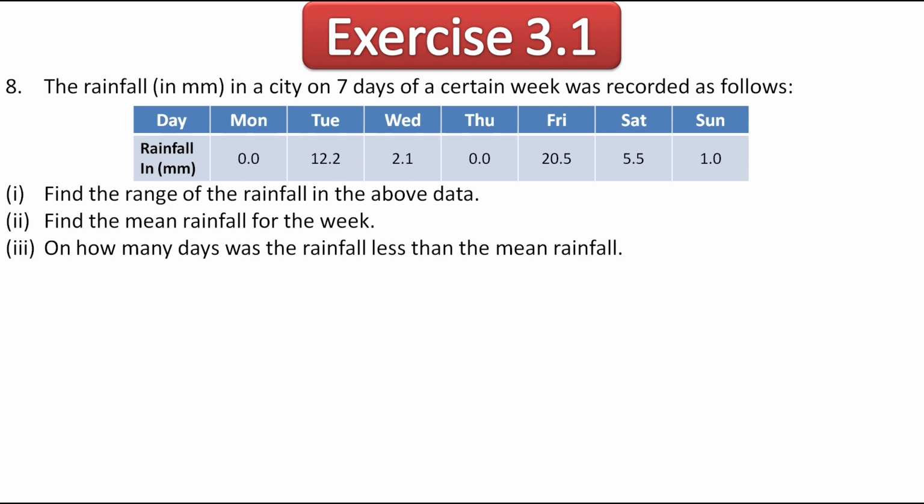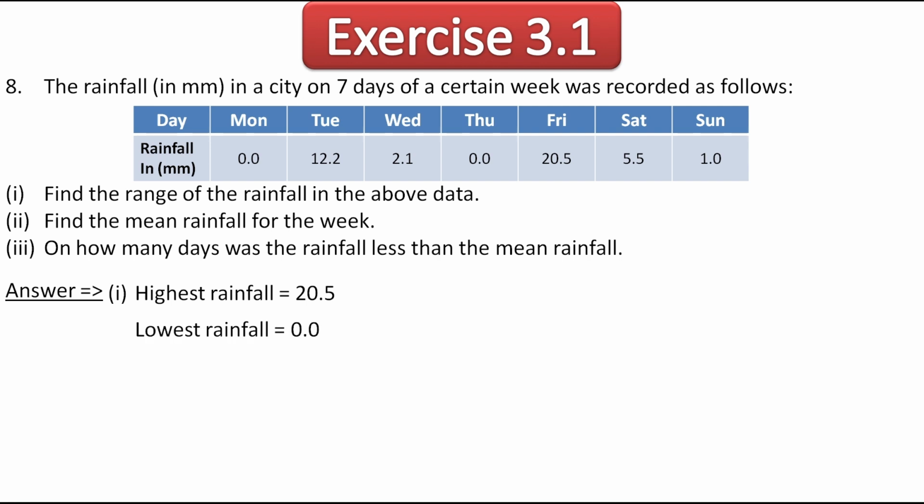The rainfall in millimeters in a city on 7 days of a certain week was recorded as follows. Okay, this is the record for 7 days. They have told us to find the range of the rainfall in the above data. As you all know, range is the subtraction of the highest and the lowest one. So here we know that the highest rainfall is 20.5 on Friday and the lowest rainfall is 0.0. So the range is 20.5 minus 0.0, which is equal to 20.5.